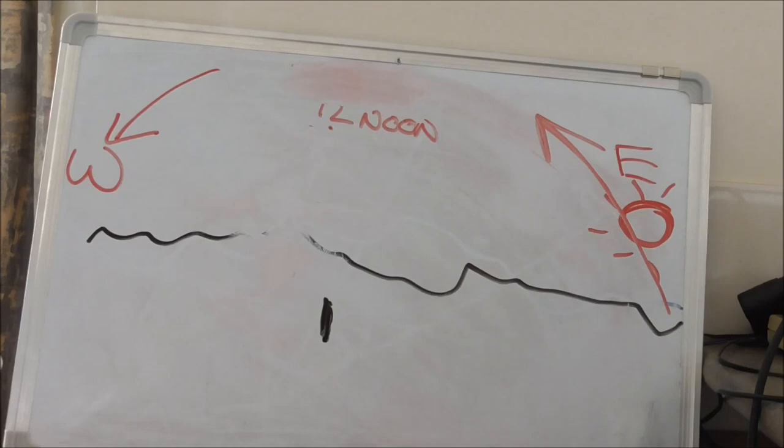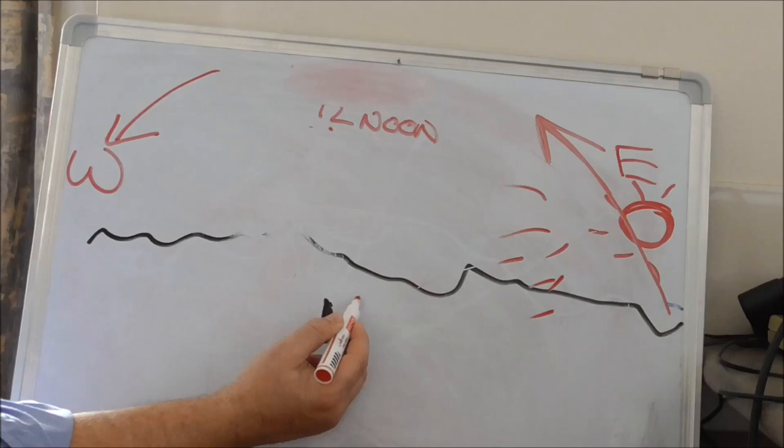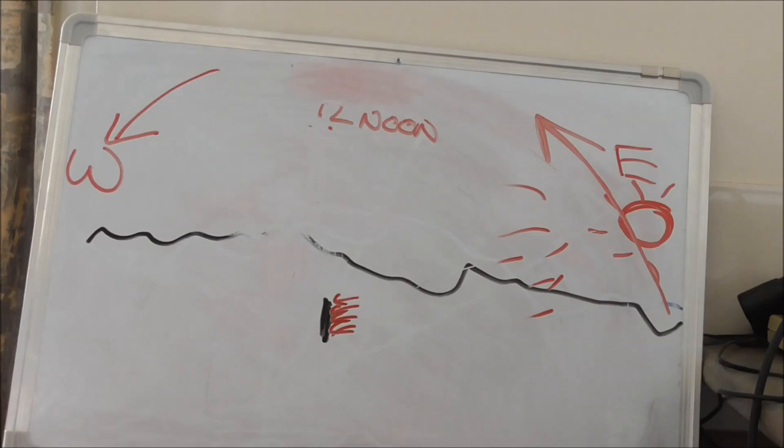When the sun is shining, it's light this way. The sun is shining, the light. It's going to cast a shadow. When the sun hits this light, or that stick there, it's going to cast a shadow in that direction.